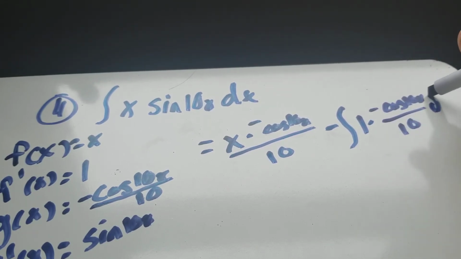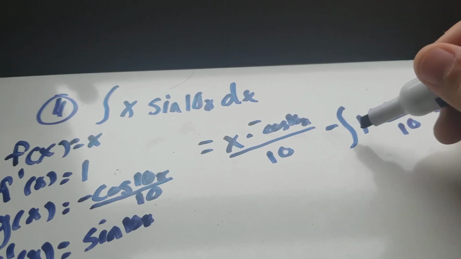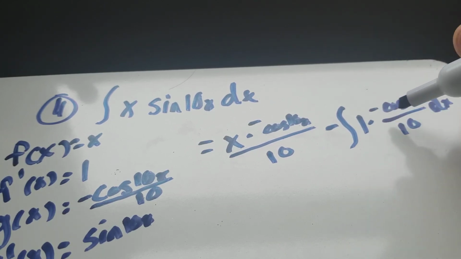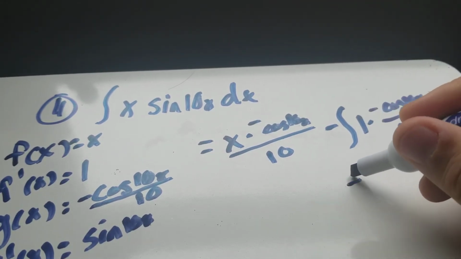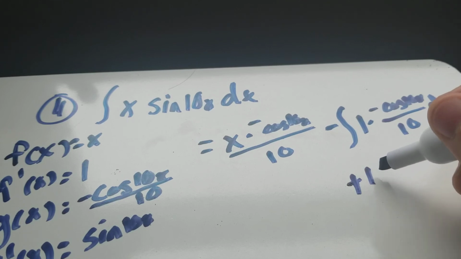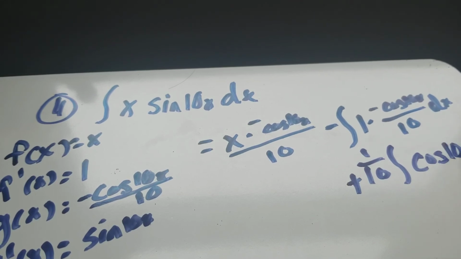Sorry if that truck was a little loud on the video. All right, so these two things, negative and negative, are, I want to integrate this. I could take out the constant of the negative, and I could take out the constant, which is 10. So then that becomes plus 1 over 10 integral cosine 10x.